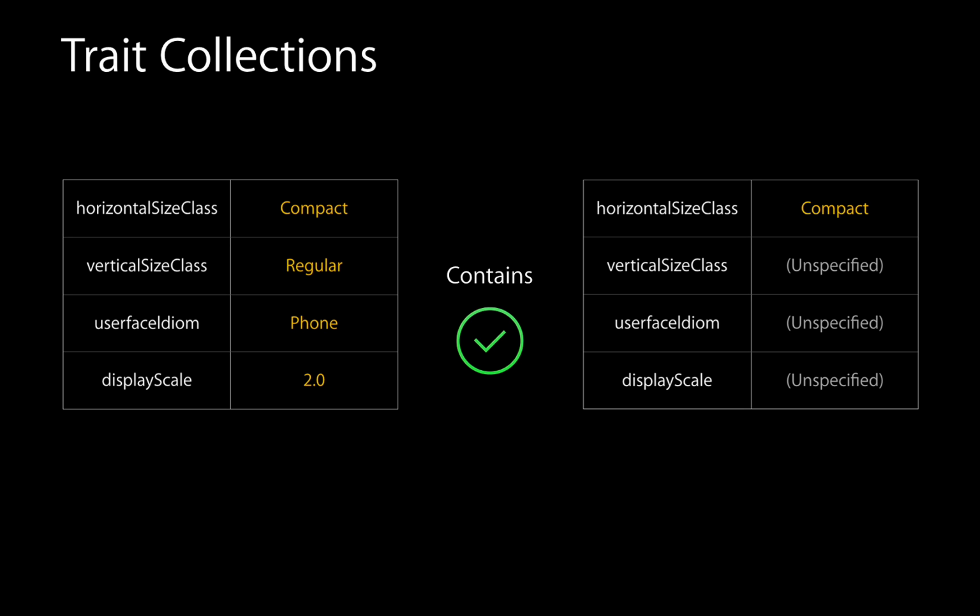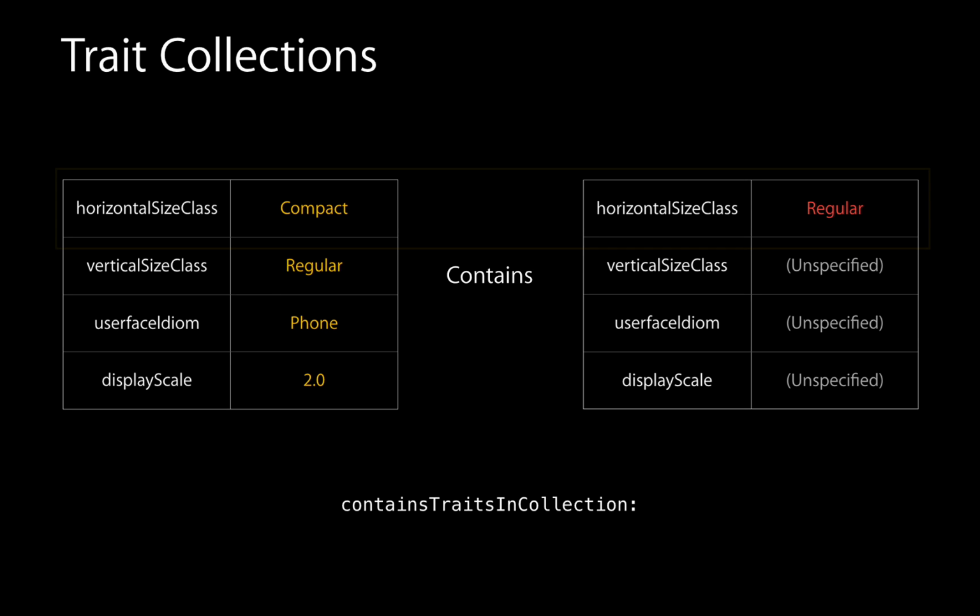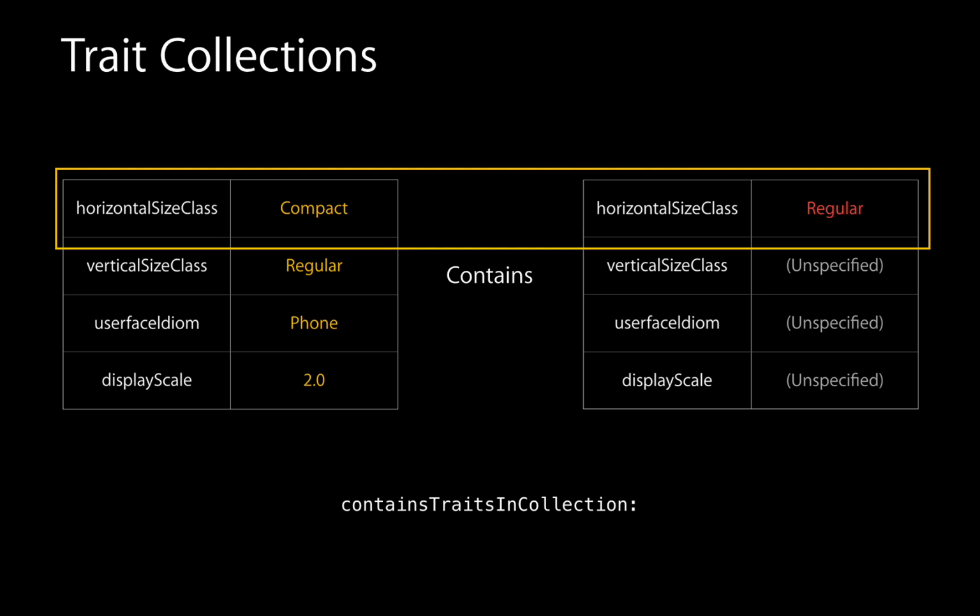And the way you can ask this question of trait collections is by using the contains traits in collection method on UITraitCollection. If we were to change the horizontal size class of the second trait collection to regular, you can see that now these two horizontal size classes don't match, so the second trait collection is no longer contained by the first one.